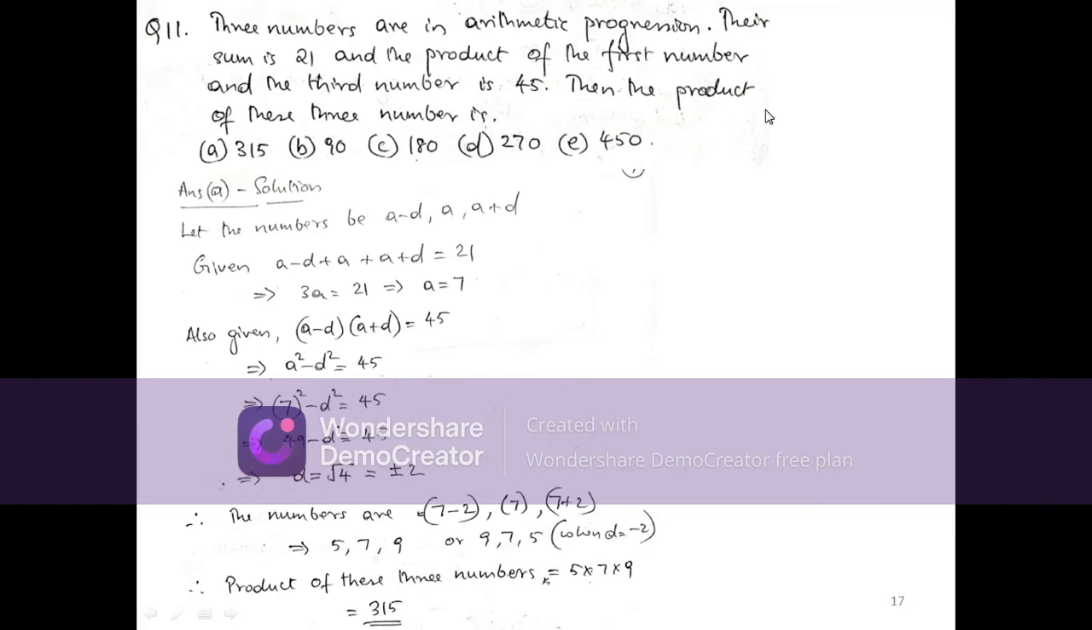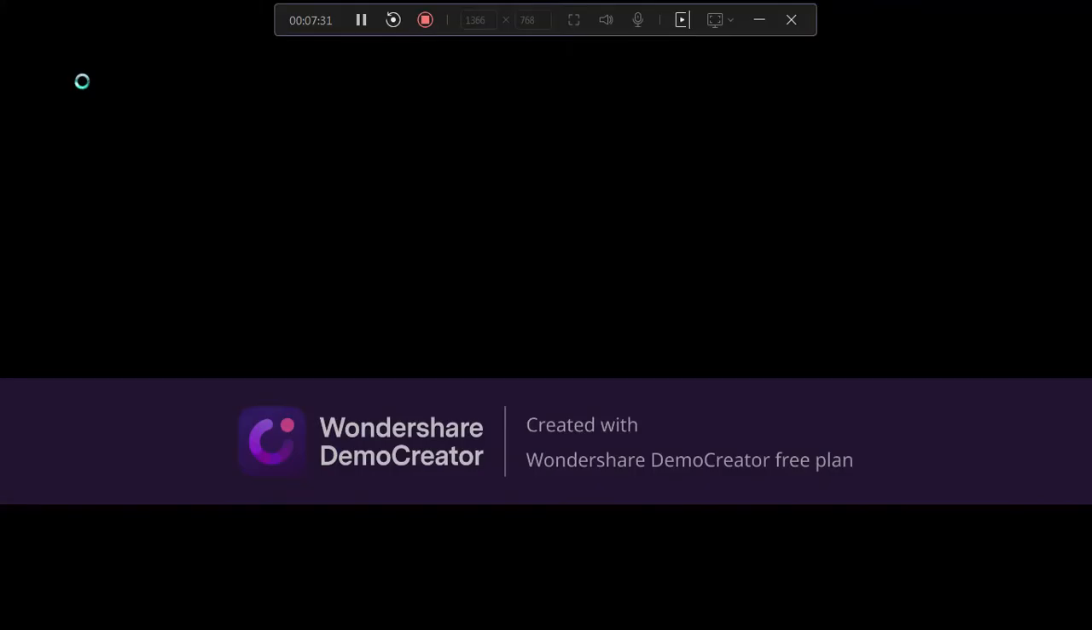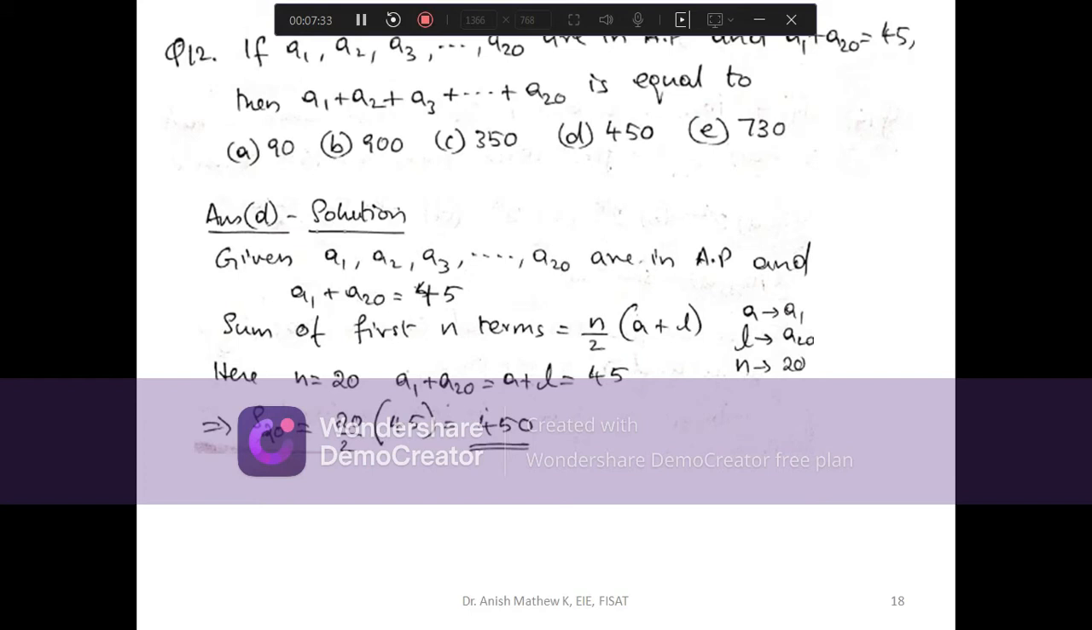So what is the product of these three numbers? The product of three numbers is 5 into 7 into 9. That gives 315. That is option A. So we'll look into the next question.